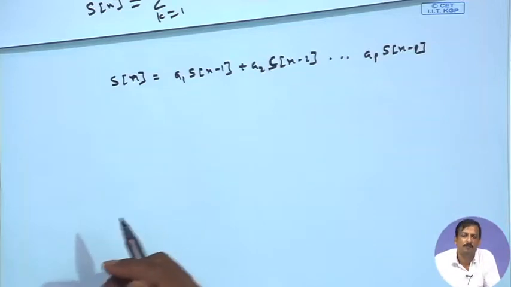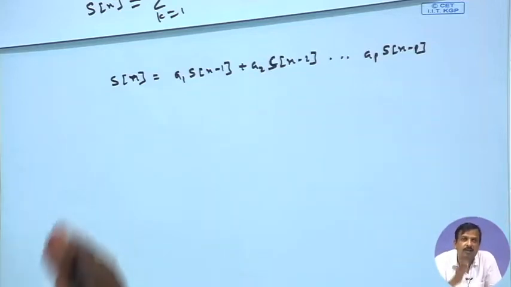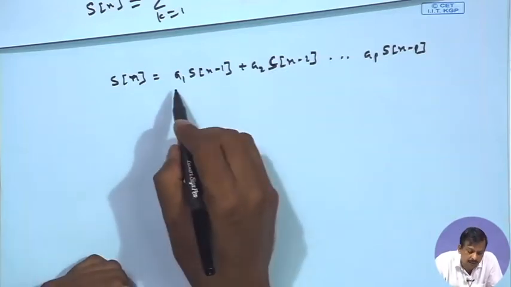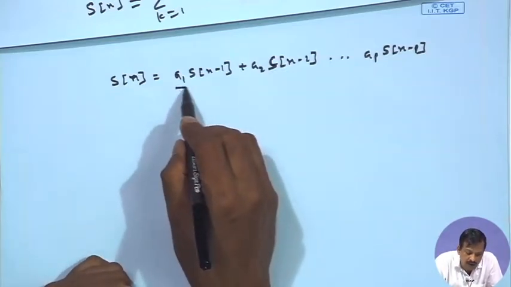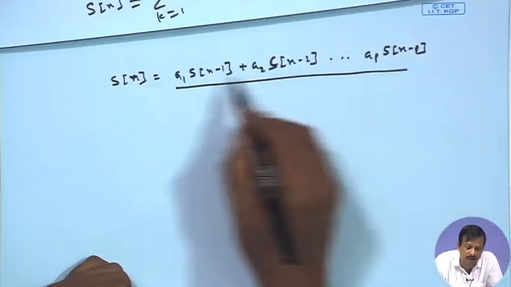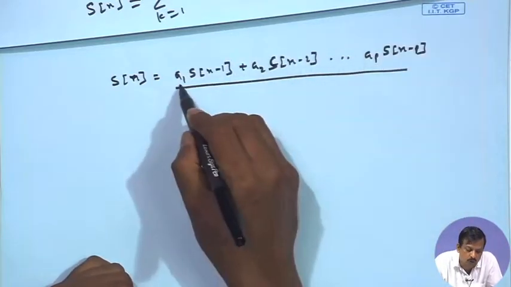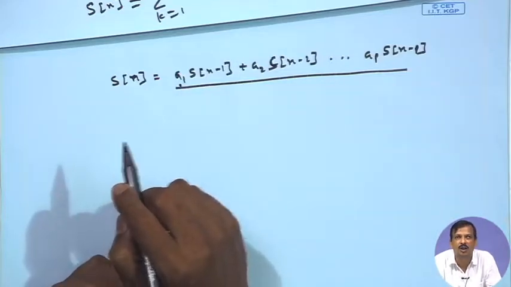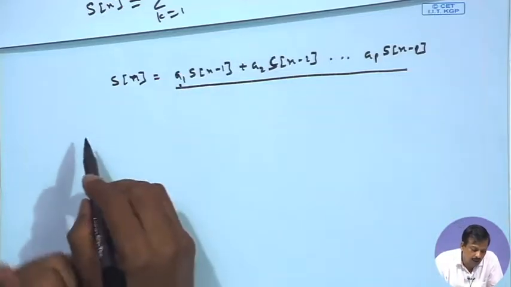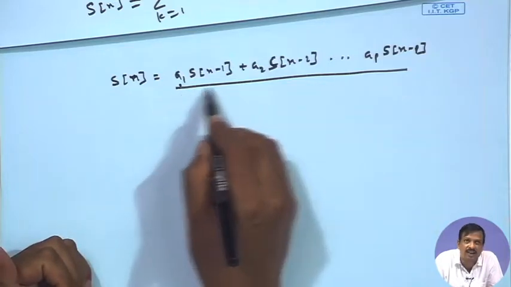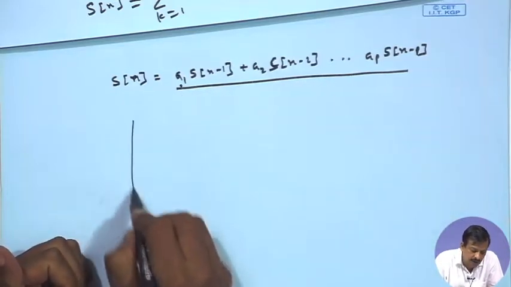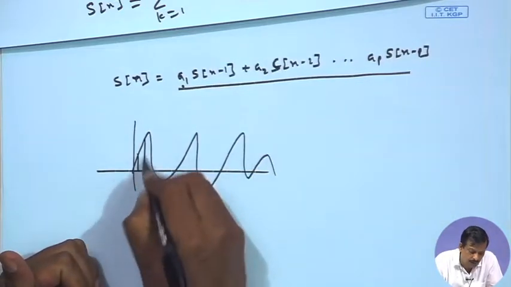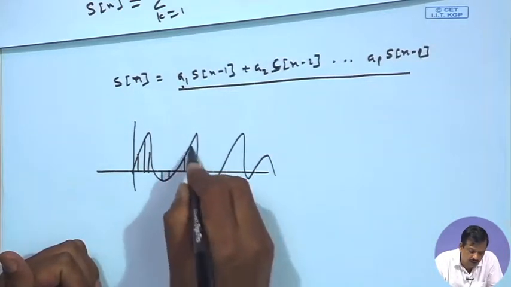So, I can say that the current speech sample can be a summation of previous samples with a multiplication factor a. So, I can say this is a linear combination. Suppose there is a speech signal like this, and those are the speech samples.